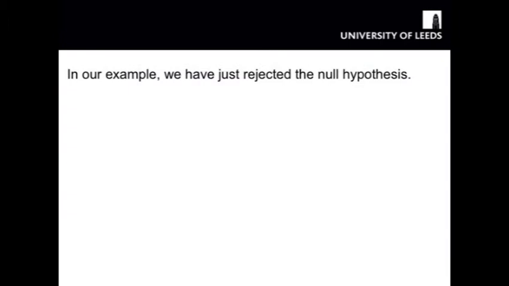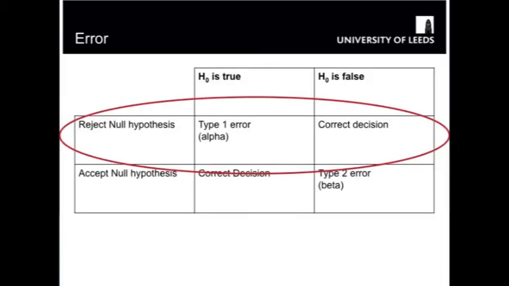Now I'm going to talk about the errors in hypothesis testing and why it's not always straightforward to reject the null hypothesis in this way. So in the example I've just given, we rejected the null hypothesis. What sort of errors might this have led to? Here you can see a matrix which shows the different sorts of errors that you can make. Across the top you can see the situation if H0 is true, that is if the null hypothesis is true, or if H1 is true, that is if the alternative hypothesis is true.